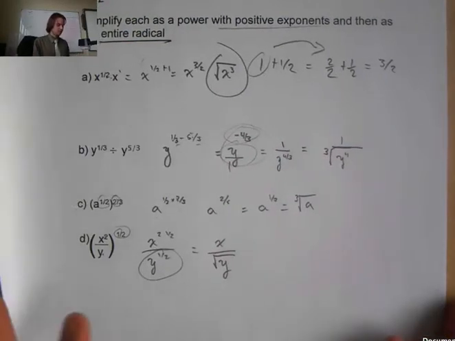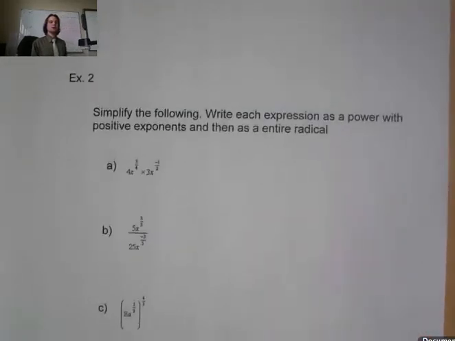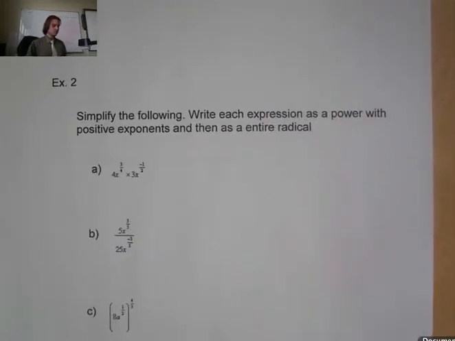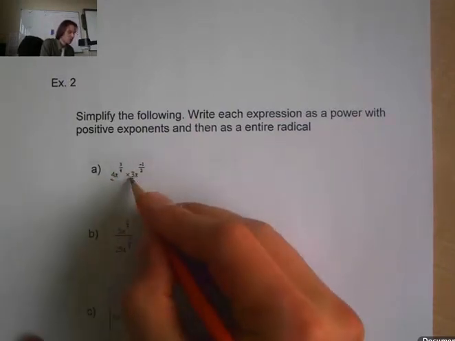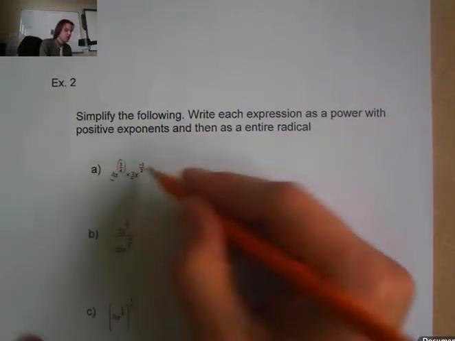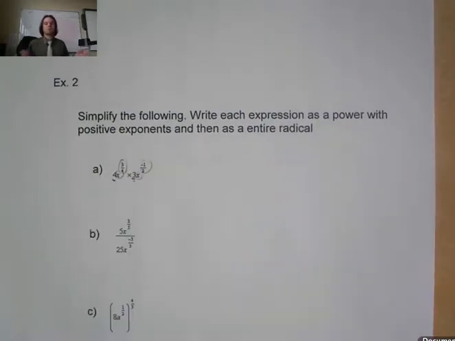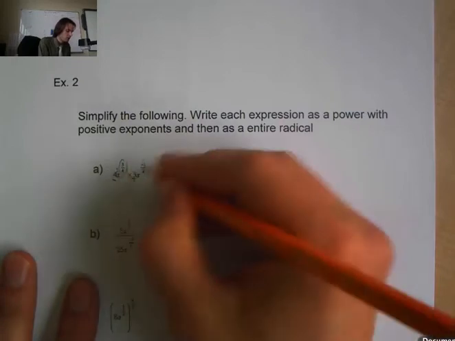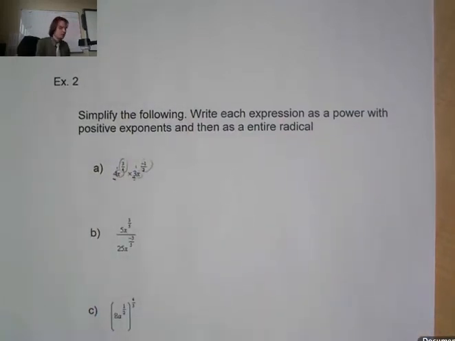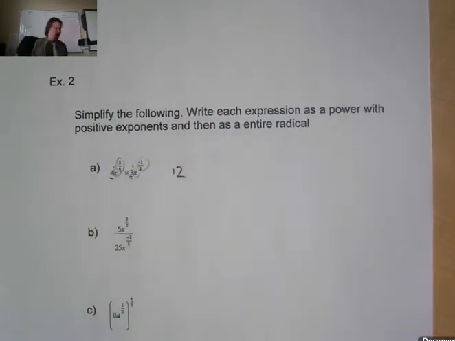We are done. All right, let's take a look at example number 2. Simplify the following. Write each expression as a power with positive exponents and then as an entire radical. So I take a look at this first. I have this 4 and the 3. These exponents only refer to the x's, right? And this 4 and 3 have exponents of 1. So let's multiply those 4 and 3 together first. That's going to give me 12.